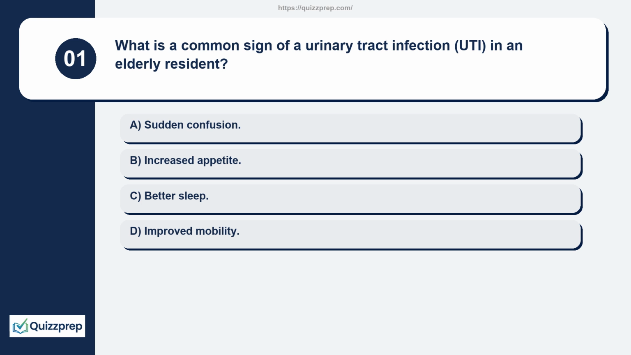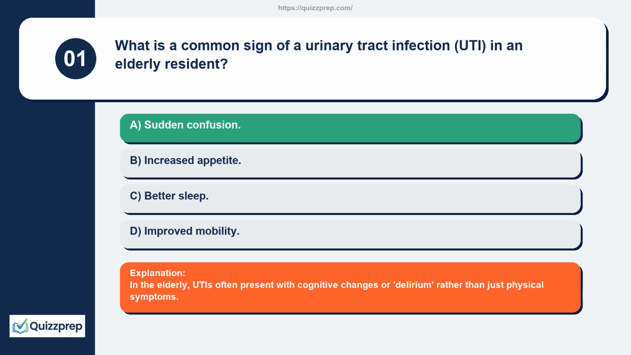Question 1. What is a common sign of a urinary tract infection, UTI, in an elderly resident? Sudden confusion, increased appetite, better sleep, improved mobility. In the elderly, UTIs often present with cognitive changes or delirium rather than just physical symptoms.